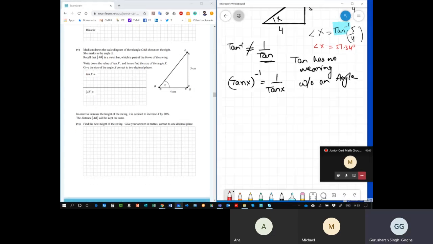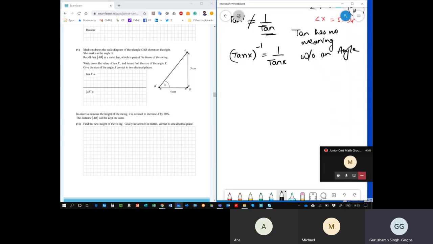Now, next part of this question. In order to increase the height of the swing, it is decided to increase x by 20%. So they want to increase the height of the swing, let's say for grown-ups. It is decided to increase x by 20%. The distance AB will be kept the same. So you're not changing AB.